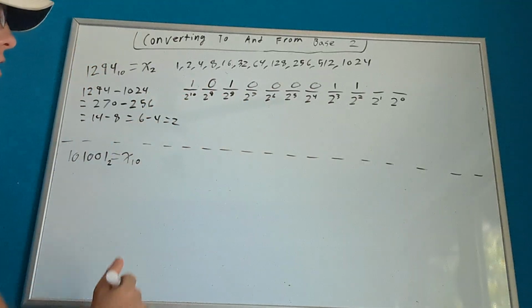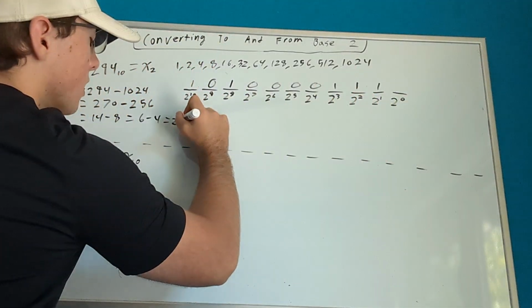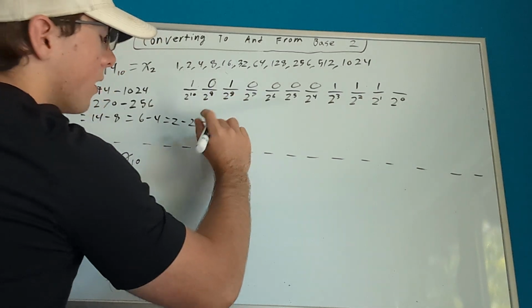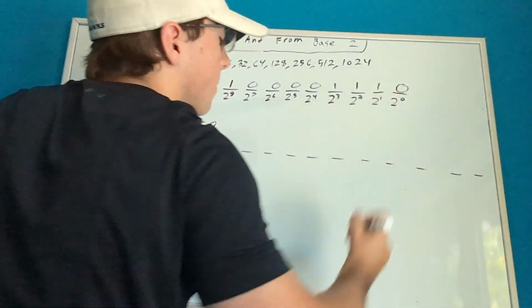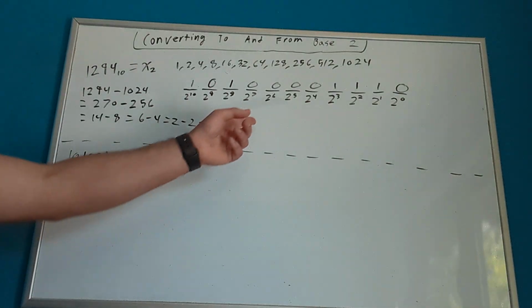And obviously only one 2 goes into this. We put a 1 right there. Subtract 2, and we get 0. And we have no 1s left over, so this is not a 1, but a 0. So that's our number in binary.